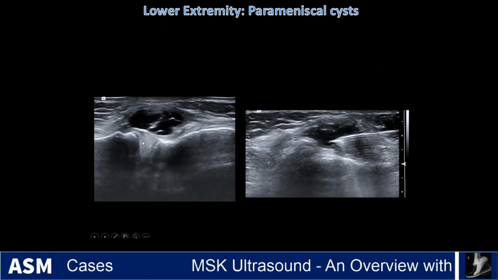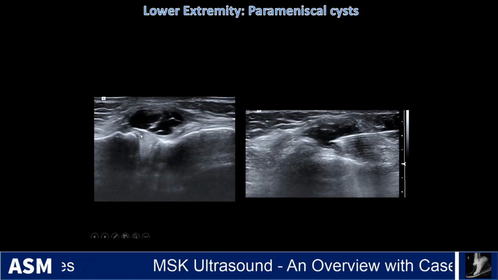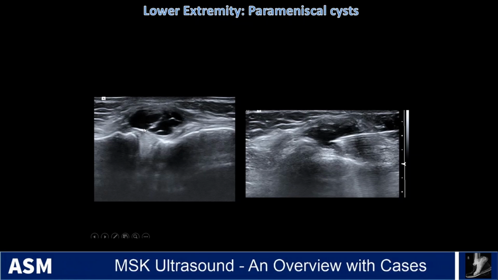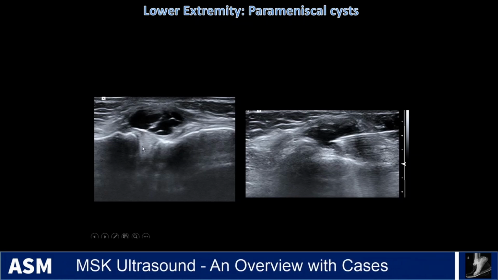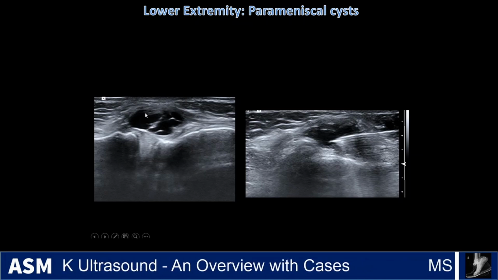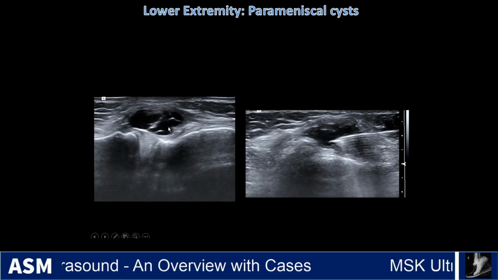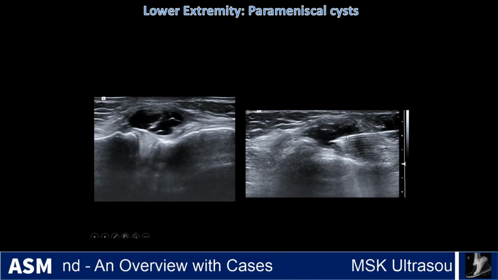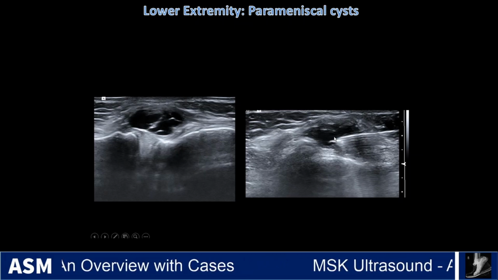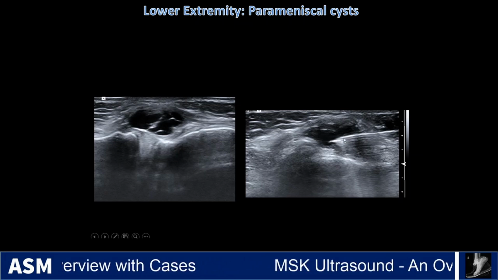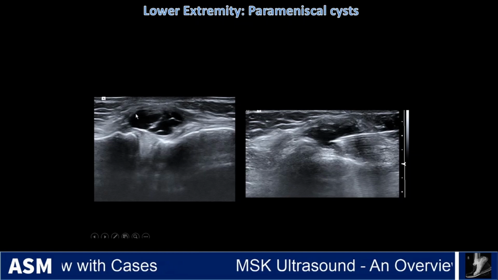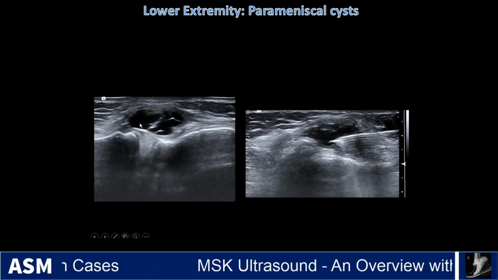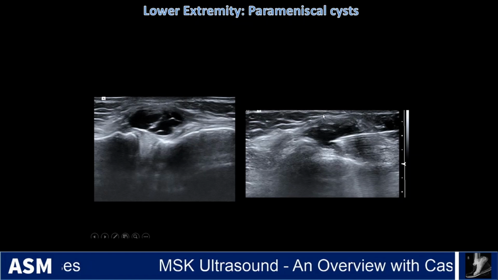Parameniscal cyst. So this is a case of a parameniscal cyst of the knee, usually in the setting of a horizontal cleavage tear of the meniscus, and you can see this multiloculated cyst coming out of the meniscus here, the needle coming right into the cyst, and just like other cysts, aspirating, lavage if necessary, and fenestrating. This one is not as close to any major structure, so less risk than the ones near the radial artery.